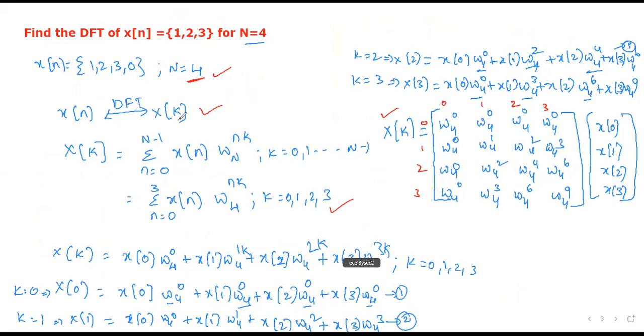Let us substitute the capital N value here. Then it should be sigma n is equal to 0 to 3 x of n into omega 4 power nk, k equal to 0 to 3. And this is how we usually expand. First we expand in terms of x of n, and after that we substitute k is equal to 0, 1, 2, 3. From an examination point of view, you can directly write this twiddle factor matrix. In the background, every equation's twiddle factors are written row wise and multiplied to get the finalized twiddle factor matrix.